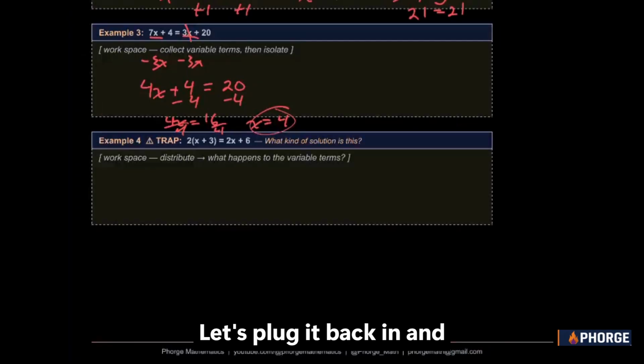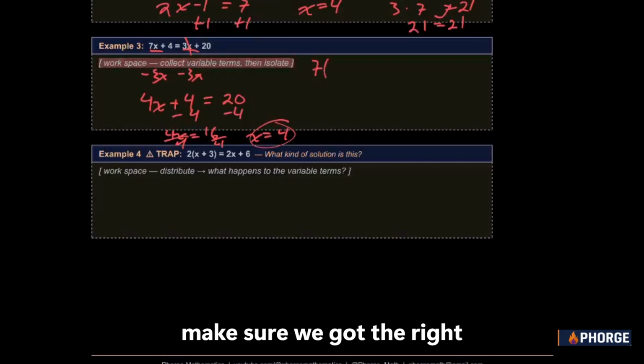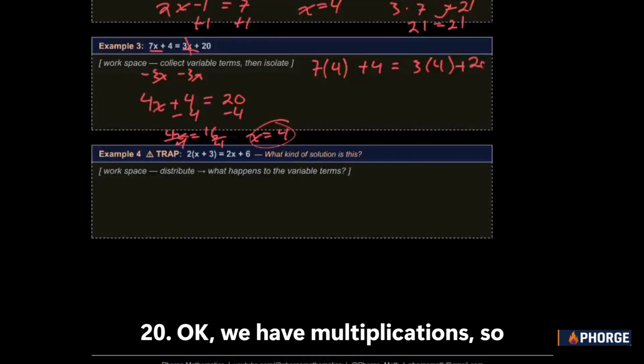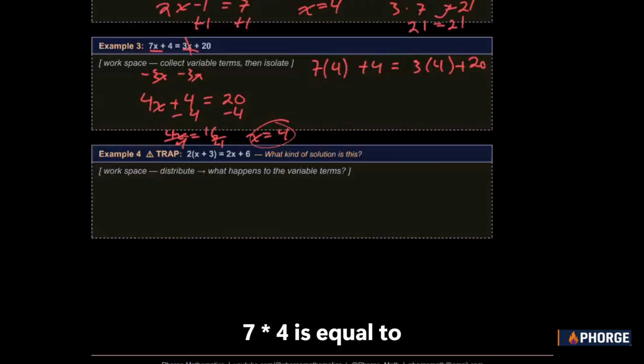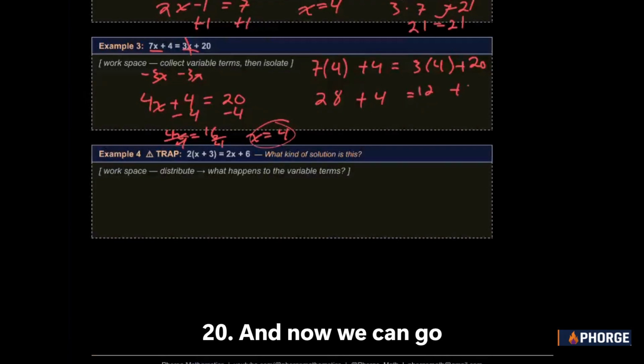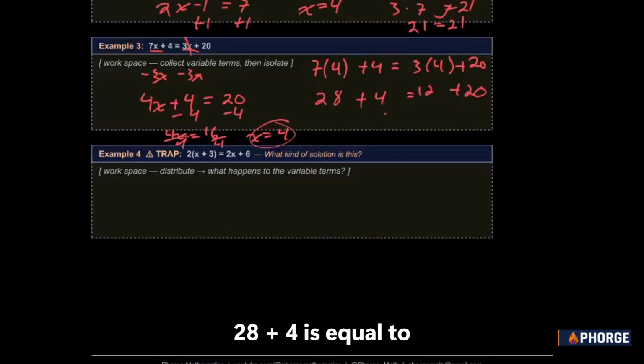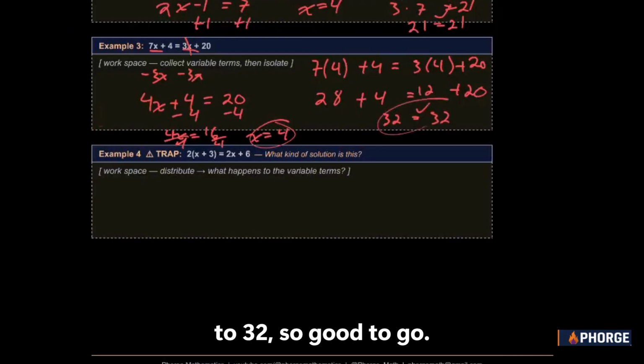Let's plug it back in, make sure we got the right answer. 7 times 4 plus 4 equal to 3 times 4 plus 20. Okay, we have multiplication, so 7 times 4 is equal to 28. Plus 4 is equal to 3 times 4 is equal to 12 plus 20. Now we can go through addition all the way through. 28 plus 4 is equal to 32. 12 plus 20 is also equal to 32, so good to go.